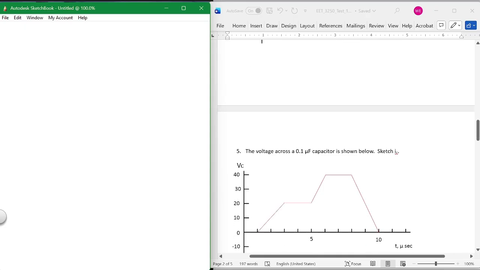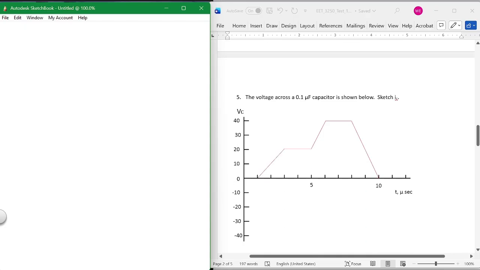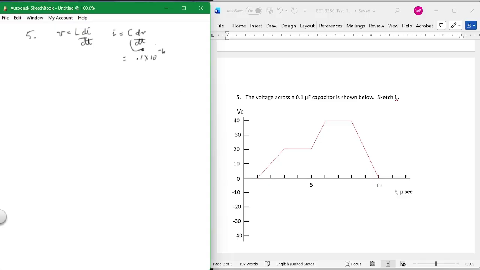Number 5. Okay, so what do you do here? Voltage, this is Eli the Iceman. Voltage equals L di over dt. This is a capacitor, I equals C dV over dt. Okay, so I want you to sketch I. I is equal to C times dV over dt. So C is 0.1 times 10 to the minus 6th. That's C. What's dV over dt?